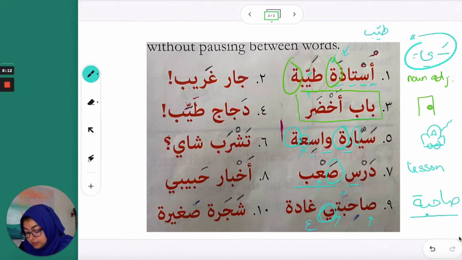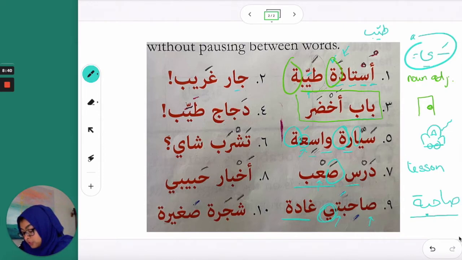Ghain, alif, so this is the letter ghain. Gha, dal, pronounced with fatha because it's followed by ta marbuta. Ghada. Sahibati, ghada. Ghada, you don't know what that word is, right? We haven't done that. It's a name. Okay, so what are you saying? My friend, ghada. My friend, ghada. Okay, let's go up to the next column.